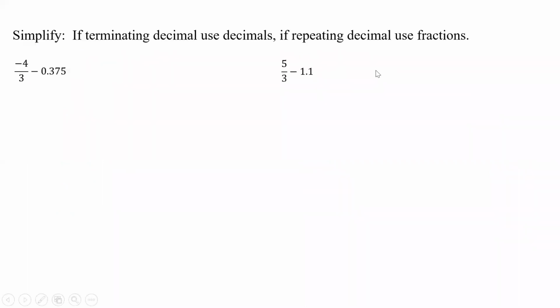All right, now we need to see if they're terminating or not. Well, guess what? Both of these are repeating. We have a 3 and we have a 3. So what we have to do is convert both of our decimals into fractions. So that's going to give us negative 4 over 3 minus. Now we're going to put 375 over 1 and 3 zeros, because we have 3 decimal places for the 3 zeros.